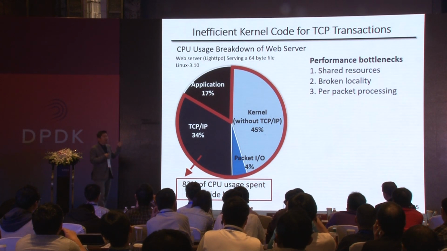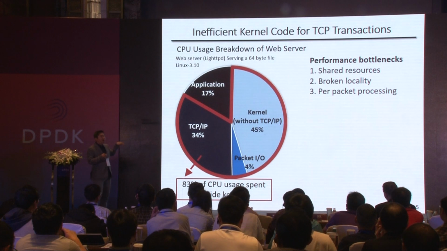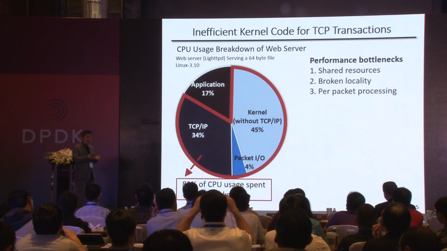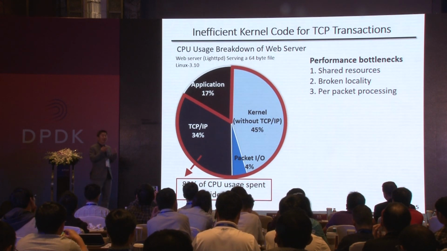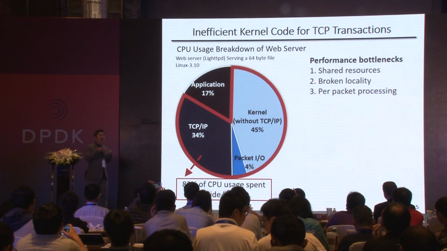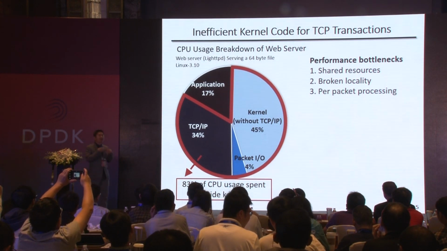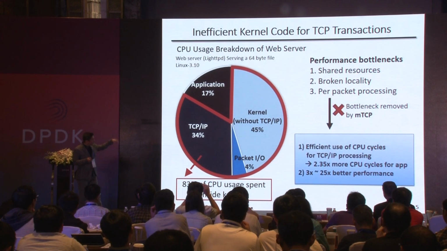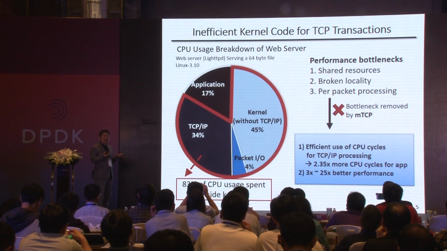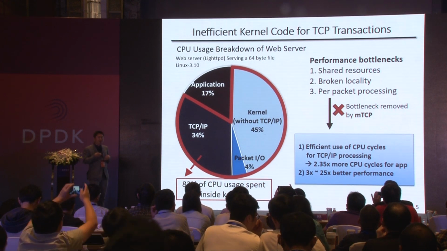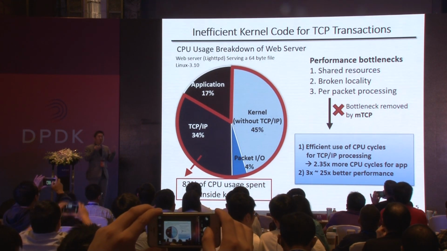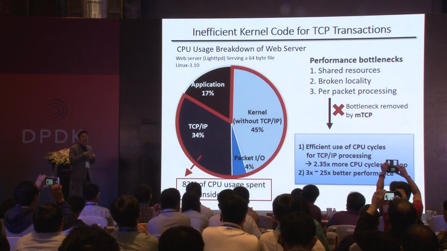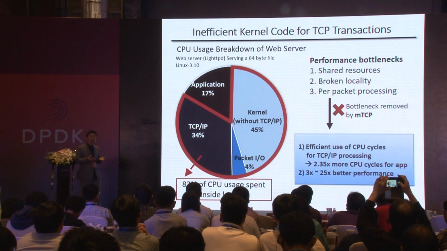Why is this happening? There are many problems, actually, and I'll talk about all of these in more detail. But overall, there is contention due to the shared resources in the kernel. Also, CPU cache utilization is not great when you use the existing kernel architecture. Also, the existing kernel does not do batch processing, so you process one packet at a time. But if you remove all these using our solution, mTCP, then you can use the CPU cycles more efficiently, giving 2.4 times more CPU cycles to the application. And then we can improve the performance of applications by a factor of 3 up to 25 times, depending on the application.